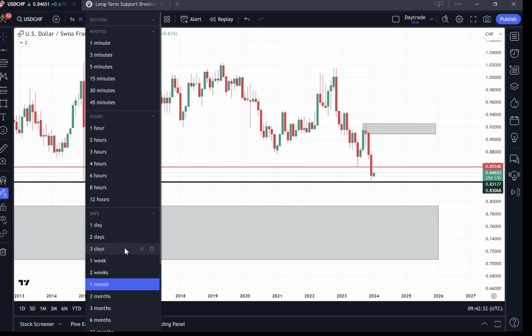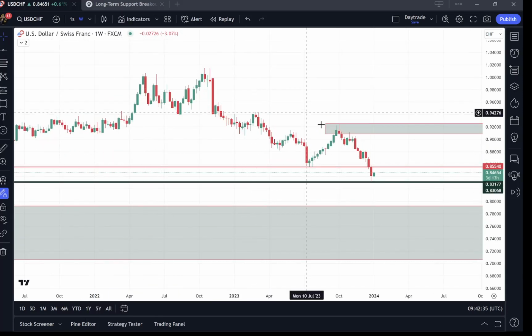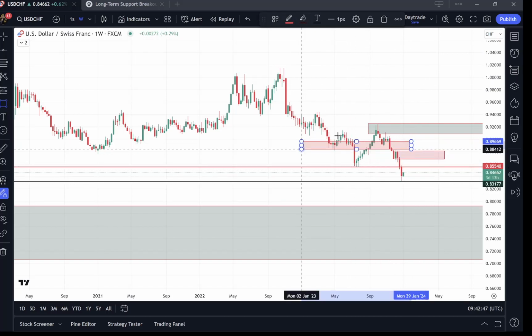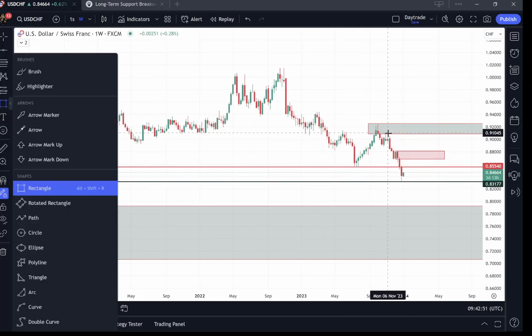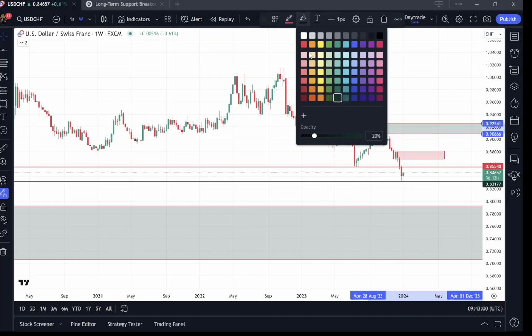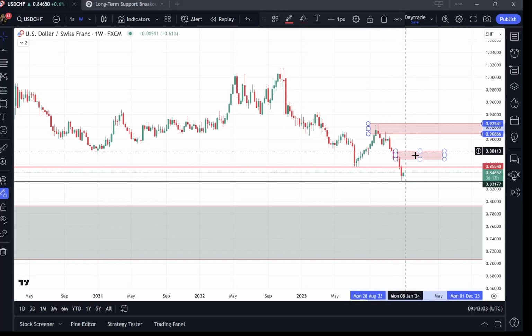Next, we want to zoom down to the weekly charts. I've already marked that. The only level I want to mark on the weekly charts here is this level, because this is a newly created weekly supply zone, whatever you want to call it. The market has dropped down heavily from here, and this would be an area where the market is likely going to move back up to.